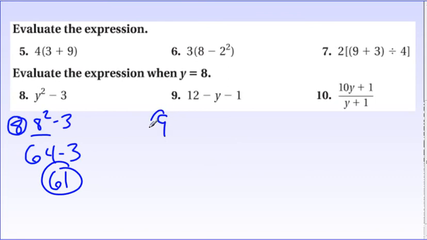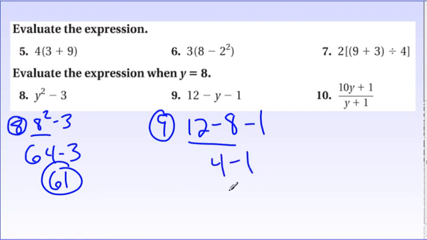Number 9. 12 minus 8, because y is 8, minus 1. So 12 minus 8, I'm doing the left one first, is 4. And 4 minus 1 is 3.